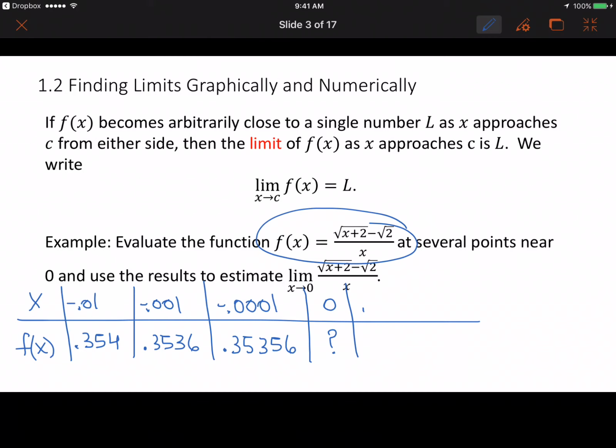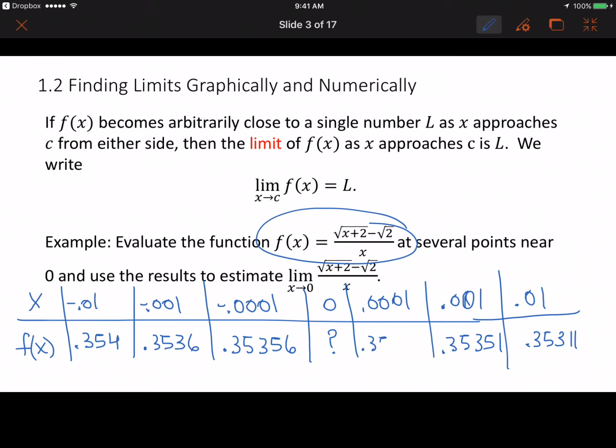Now let's come in from the other side. So let's do 0.0001, 0.001, and then 0.01. Okay, so starting from the far right, when I plug in 0.01, I get 0.35311, and then 0.35351, and then 0.35355.